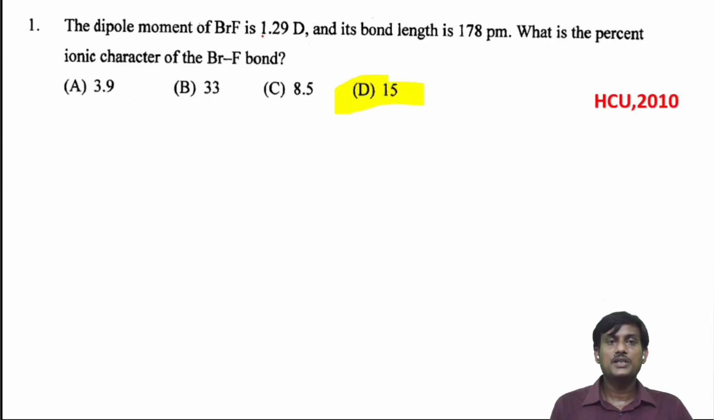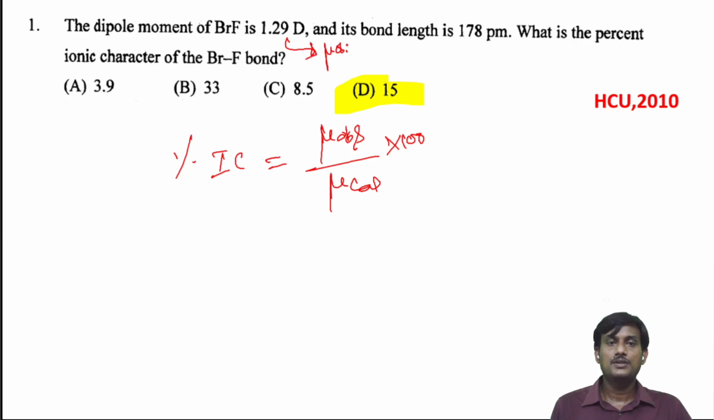The dipole moment of BrF is 1.29 D, and its bond length is 178 picometer. What is the percent ionic character of the BrF bond? Percent ionic character is equal to mu observed divided by mu calculated into 100. So mu observed is given. This is the mu observed. We have to calculate mu calculated.